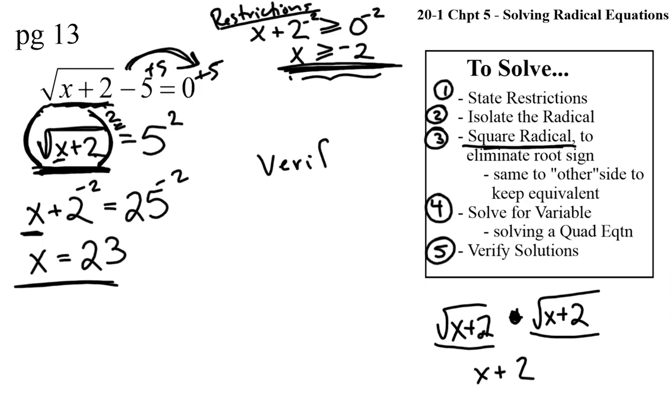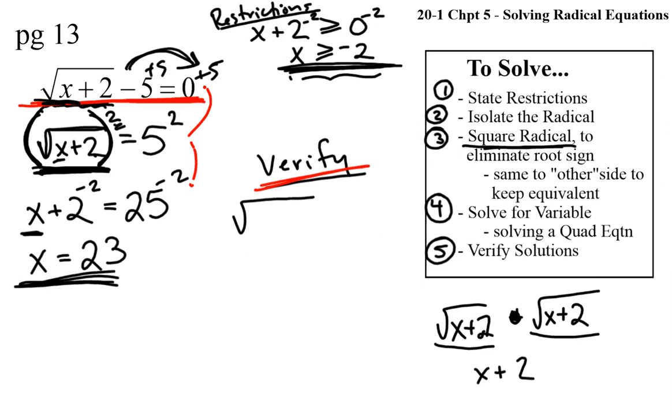So I need to verify. I have the original question. A verification always should be done with the original question, because if you made an error somewhere down here, you might use something, maybe you're verifying, but you're verifying with the wrong thing. So always verify with the original. We have root x plus 2, but we now think x is 23. So we have root 23 plus 2, subtract 5 equal to 0.